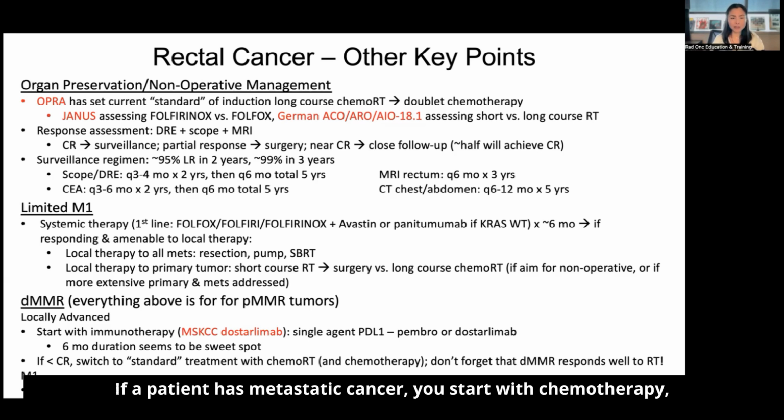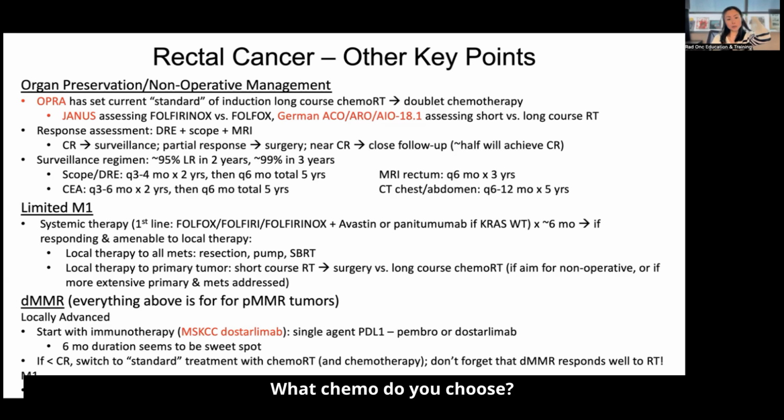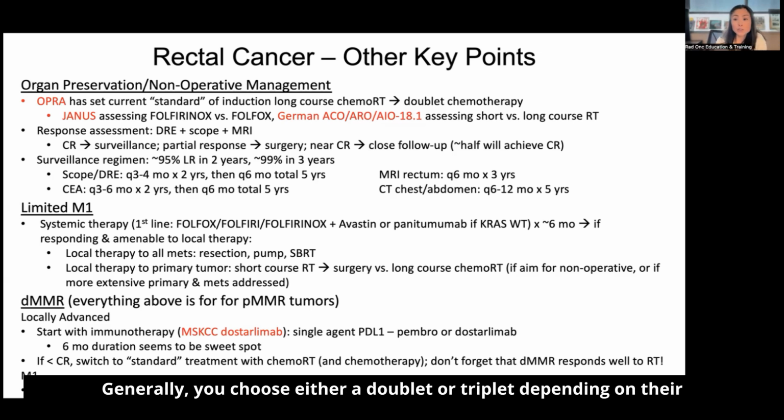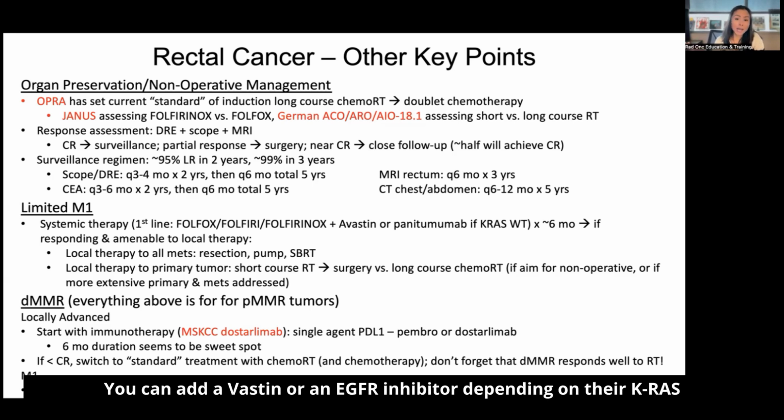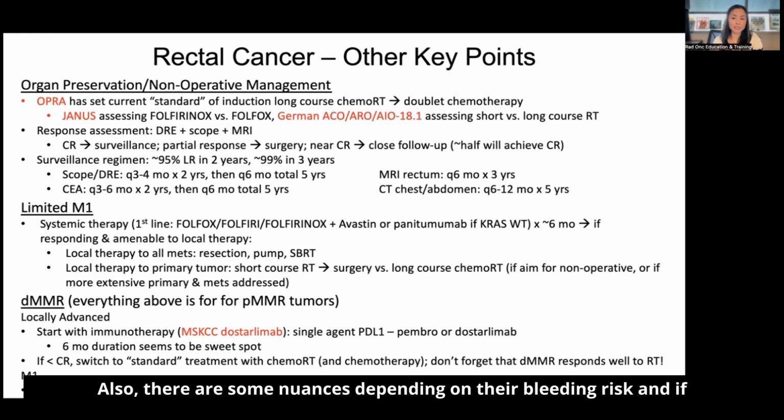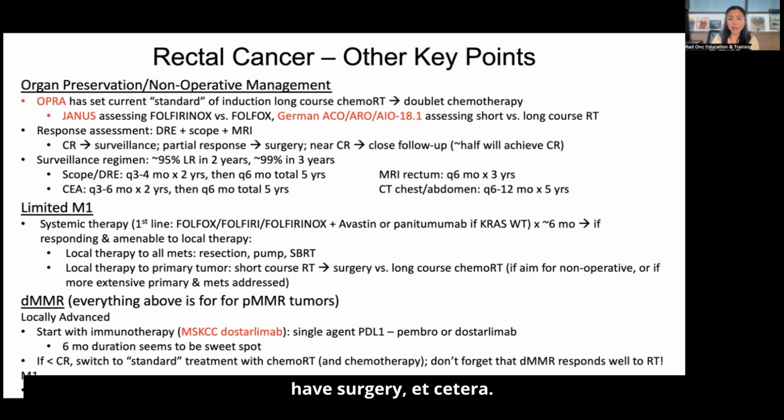All right, next section, limited M1. So if a patient has metastatic cancer, you start with chemotherapy, obviously. And what chemo do you choose? Generally, you choose either a doublet or a triplet, depending on their fitness level. You can add Avastin or an EGFR inhibitor, depending on their KRAS status. Also, there are some nuances depending on their bleeding risk and if they're going to go to surgery, et cetera. You do that for about 6 months.